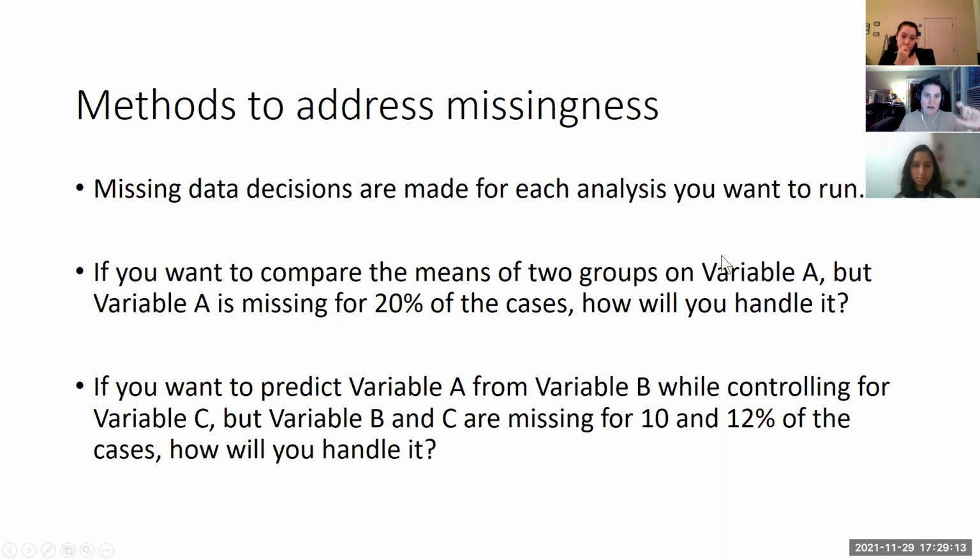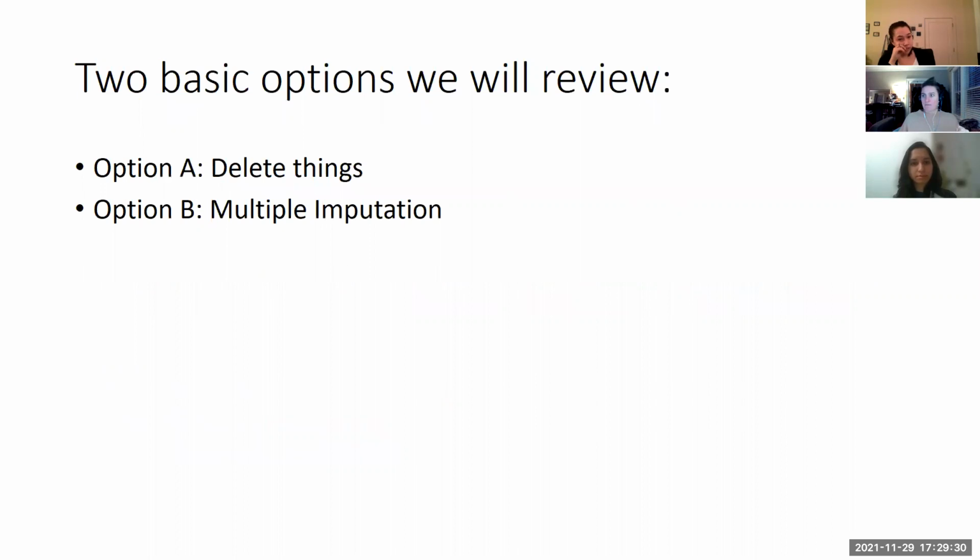That's one analysis. If you want to predict variable A from variable B while controlling for variable C, maybe you have data missing on variables B and C, you still have to think about how to handle that. In each of these cases, you might make a different decision because you have different variables involved. There's two basic options we're going to review here. Option A is delete things, and option B is multiple imputation.